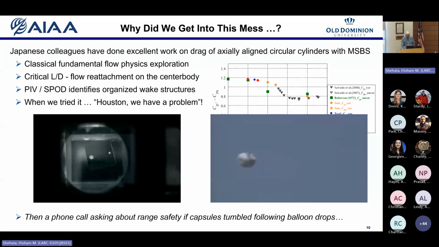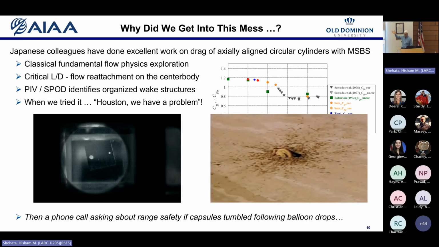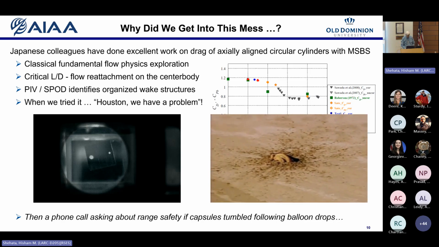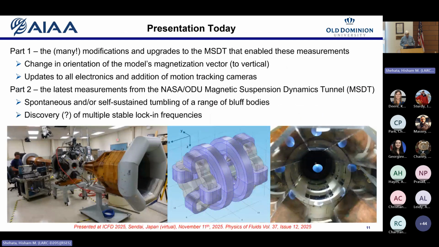There's this famous photo, this is not strictly fair, of the Genesis capsule where the drogue parachute didn't deploy for reasons we don't need to go into. And it was doing this very complex motion before impacting. Most of the science payload actually survived that, which was kind of good. So we got serious and started a test program.